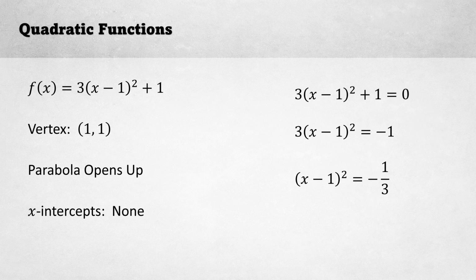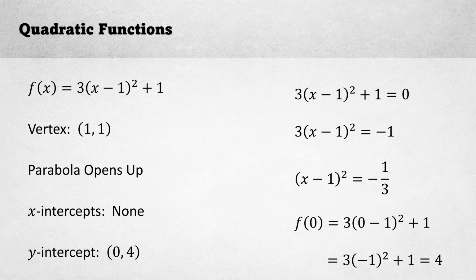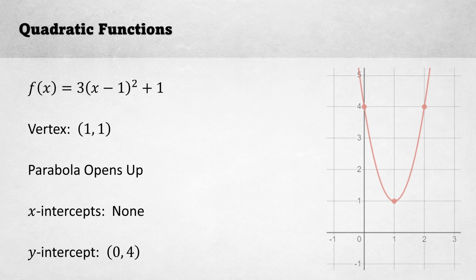To find the y-intercept, we set x to 0. Simplifying it, we get 4, so the y-intercept is at 0, 4. Plotting the vertex, the y-intercept, and the reflection of the y-intercept across the axis of symmetry, we can graph the parabola. Note that the vertical line going through the vertex is called the axis of symmetry of a parabolic function.